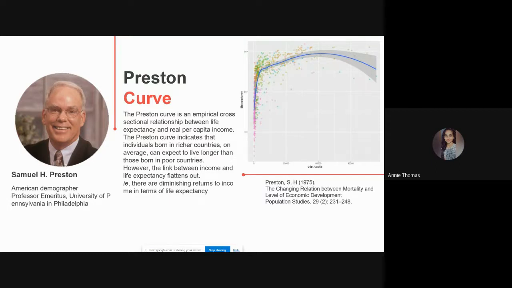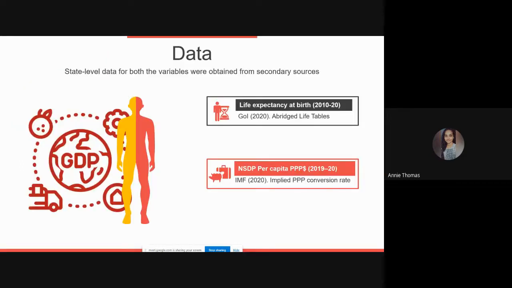Next, we move to our model, where I fitted the Preston curve for the states of India. For this analysis, we took data from secondary sources for both variables. For life expectancy, we took data for the years 2010 to 2020, and for the NSDP, we took data for the years 2019 to 2020. SPSS was used for the model fitting analysis. In the next slide, as we can see, is the Preston curve for the states of India.